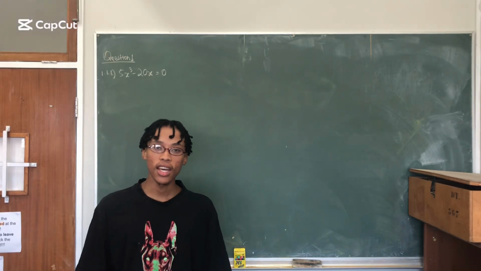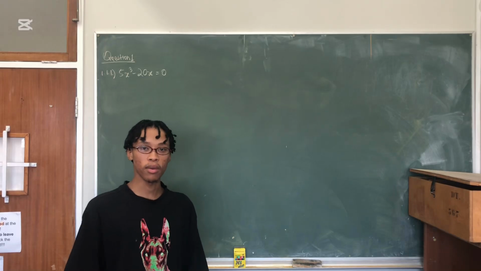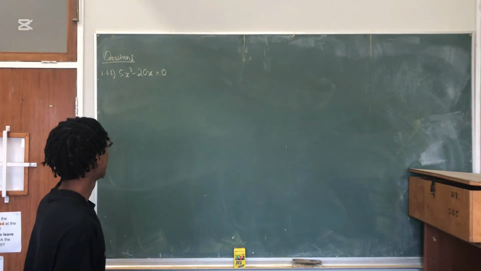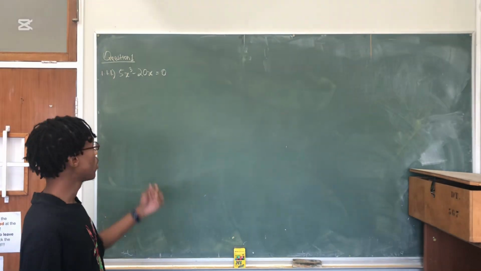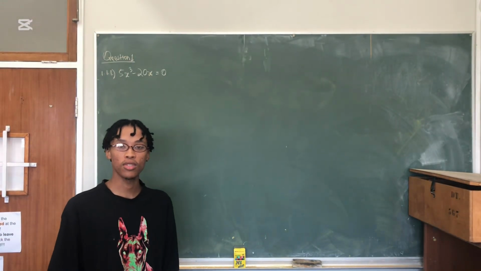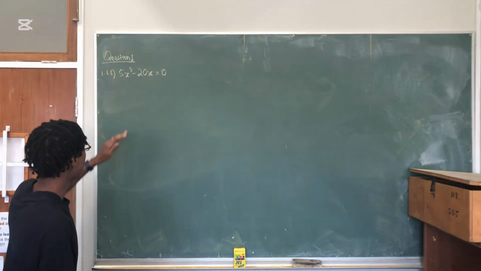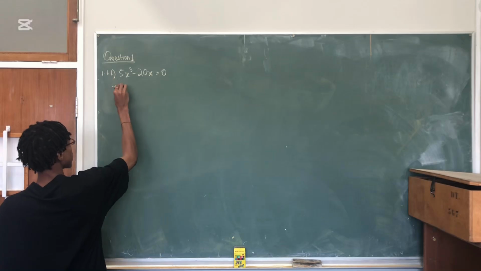Continuing with the series, today I will be covering the Gauteng Province March 2023 paper. Our first question is asking us to solve for x with 5x cubed minus 20x being equal to 0. The first thing that we're going to do is take out our common factor. We're going to take out x.